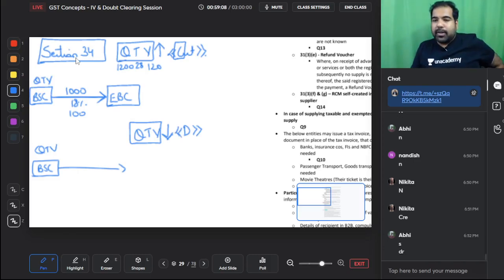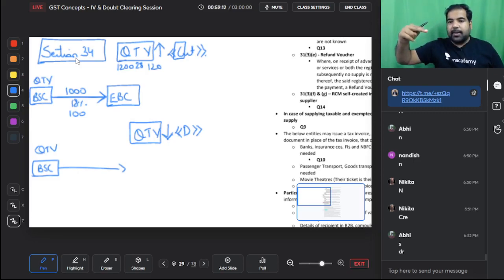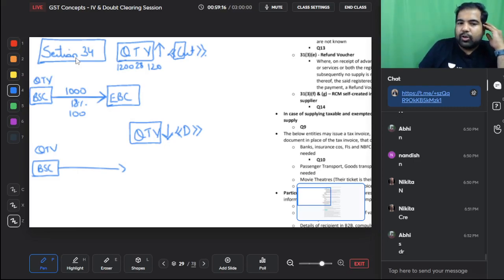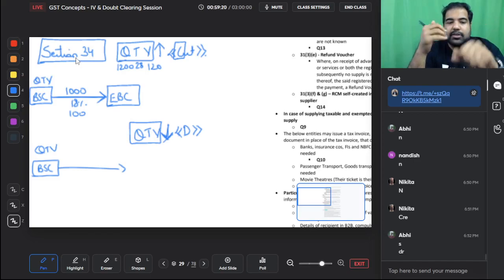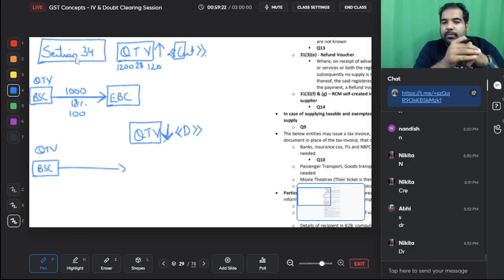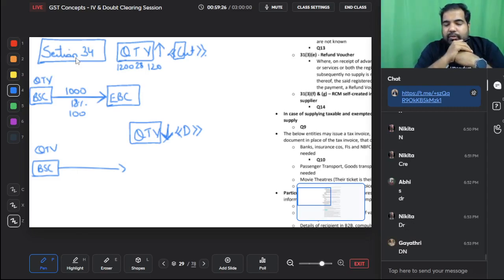So how I remember it is QTV. If the QTV is more, you will have to cut it. Cut it means credit note, C for credit, C for cut. And if the QTV is low, you will have to increase it. That will increase your GST, so that is dangerous. D for dangerous, D for debit note. That is section 34. Let's see.